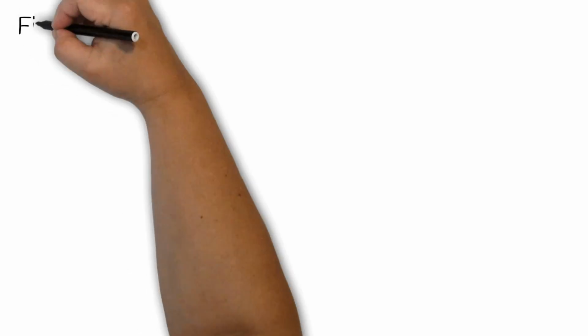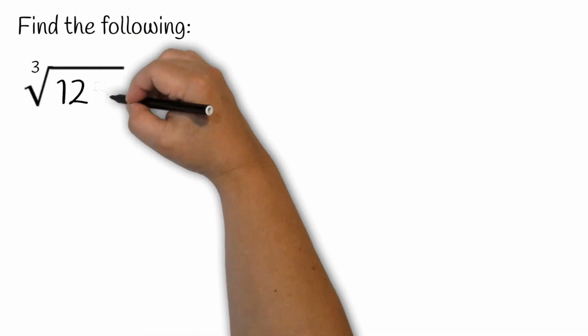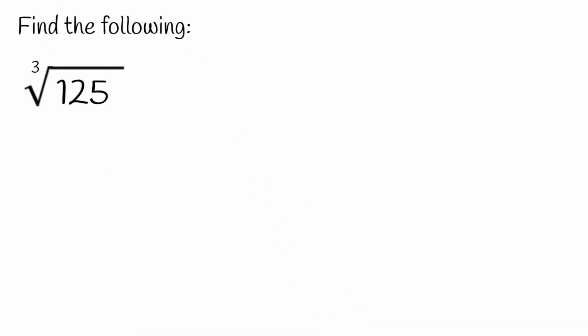Let's take a look at these three example questions. So first we have to find the cube root of 125. So what we'll do is we'll use the method of prime factorization.